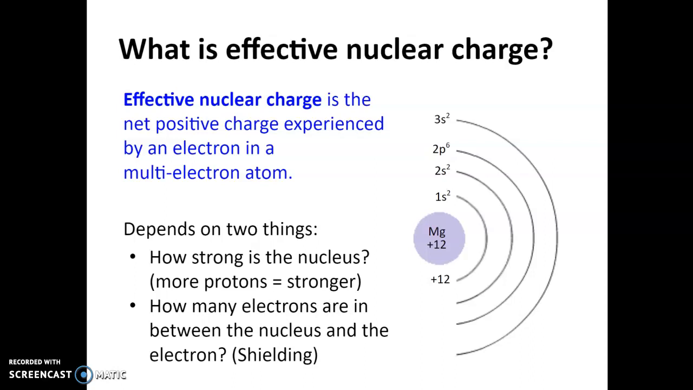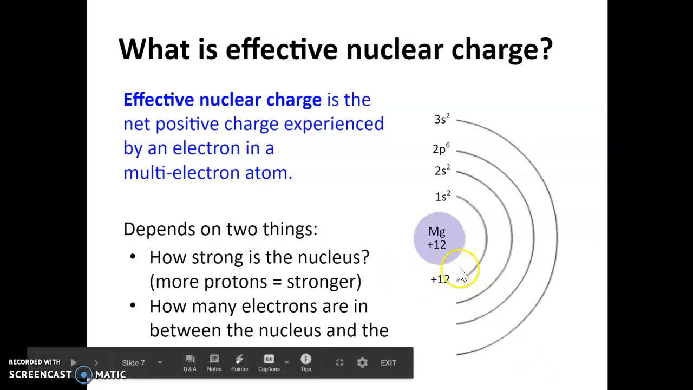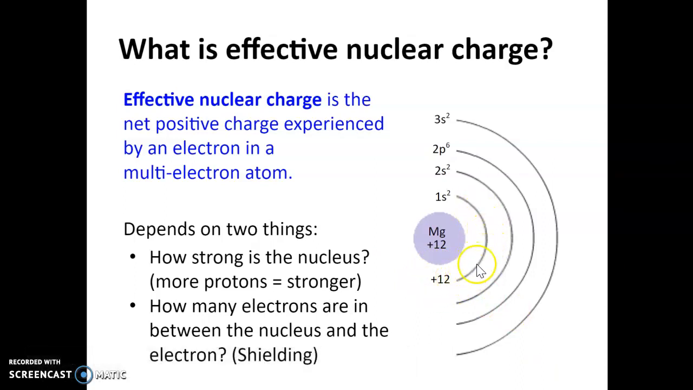So if you're right next to the nucleus, you can see down here on the bottom, then you're experiencing a 12 plus charge. But there's 2 electrons on this ring, and those electrons are blocking part of the charge. So if you're on the second ring, if you're on the 2s set of orbitals, you're only experiencing a 10 plus charge. So you're experiencing a weaker magnet.